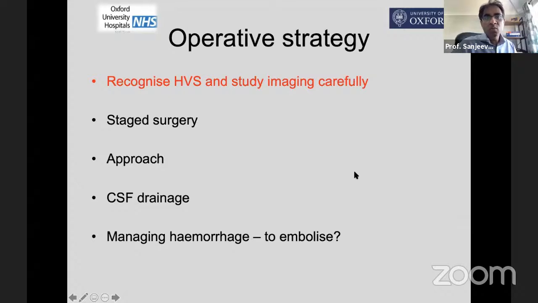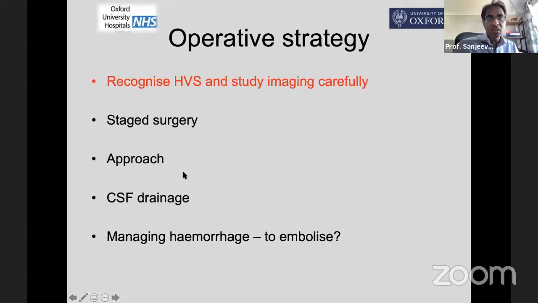Okay, so what's my sort of thinking on how we manage this? I think the most important thing is you have to realize that these are different to other vestibular schwannomas. As I said, with most vestibular schwannomas, it can be challenging, but you expect to get a very good result there. You have to understand that this is a different operation and this is going to be much more challenging. You can consider a staged approach. We have used that before.